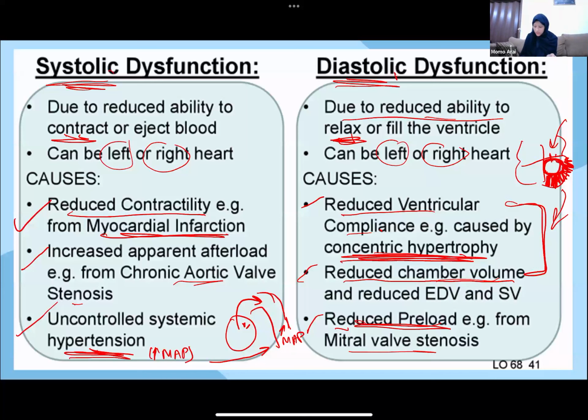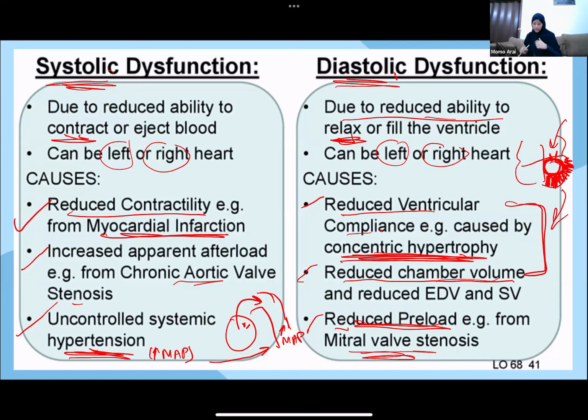So the mitral valve is between the atria and the ventricle. So when it's stenosed, the blood cannot come into the ventricle as much. So same thing as saying less space in the ventricle, less blood coming in because of mitral stenosis. That means you have diastolic dysfunction. For all of these reasons, the heart is not able to relax properly with the adequate amount of blood. Okay, so I hope this is clear.